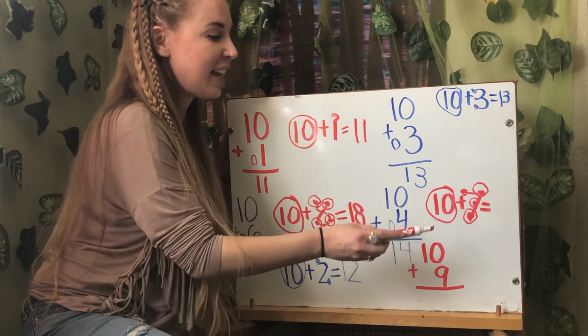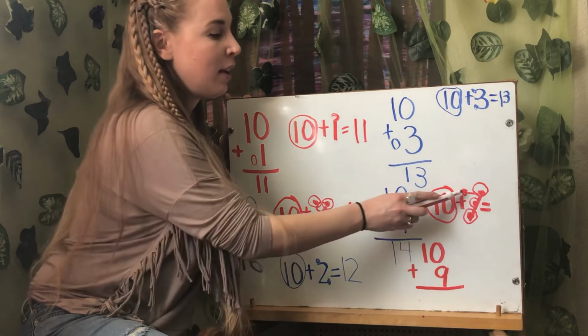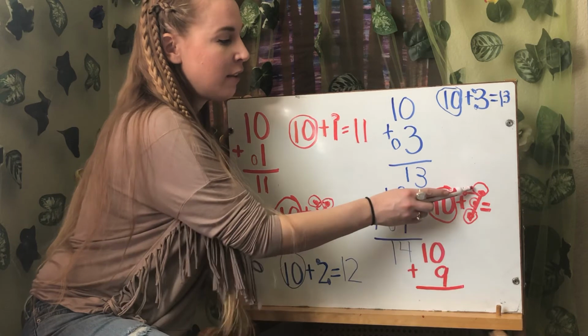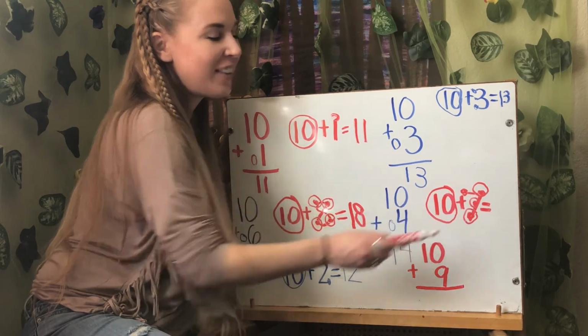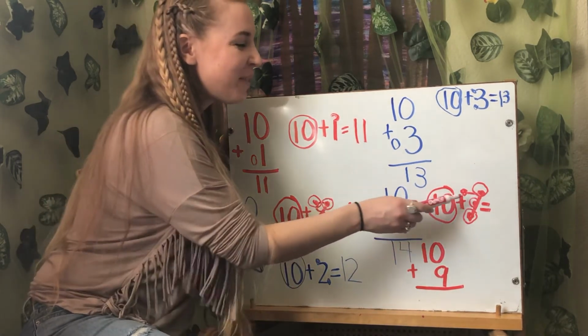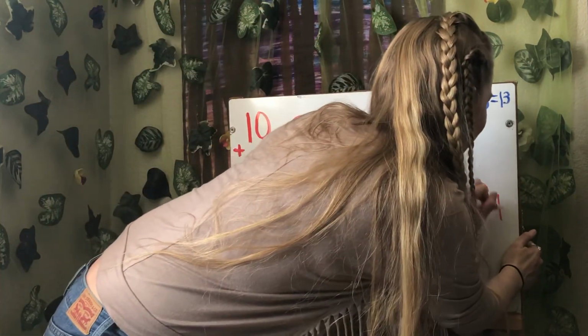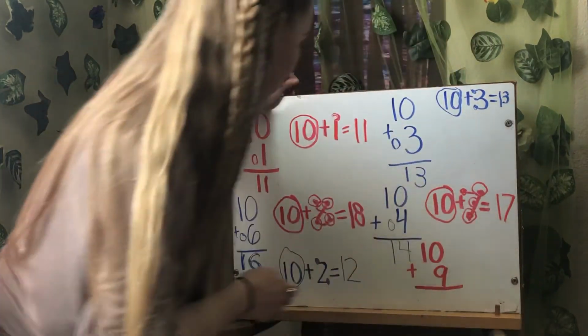So point to the bigger number and say it. So 10. And then we're going to count up. 11, 12, 13, 14, 15, 16, 17. So 10 plus 7 equals 17. So a 1 and then a 7.